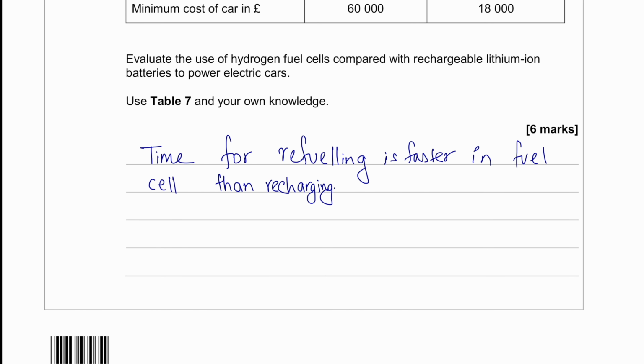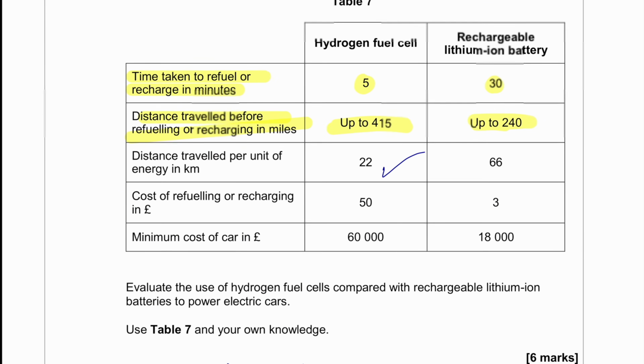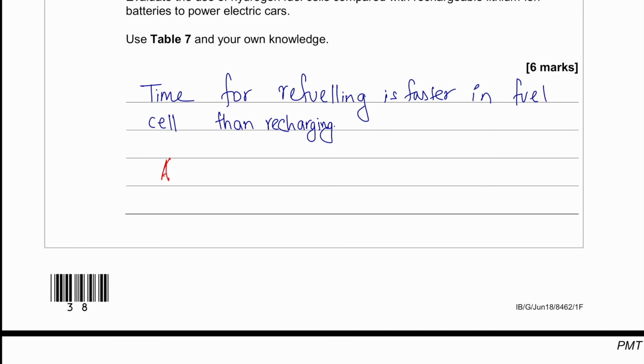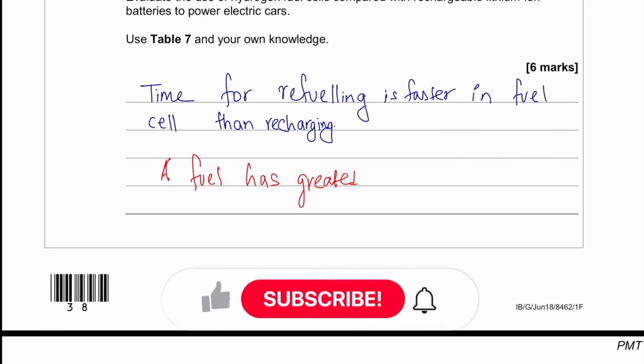All right, guys, moving to the next point. A fuel cell has greater range. We can see from here it has 415. A fuel cell has greater range.